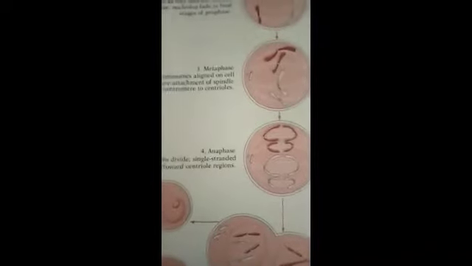Then after the metaphase, you go to the third phase called what? Anaphase. During the anaphase, the spindle fibers elongate and pull the chromatids towards the opposite poles. At the opposite poles, the 2 chromatids begin to separate.